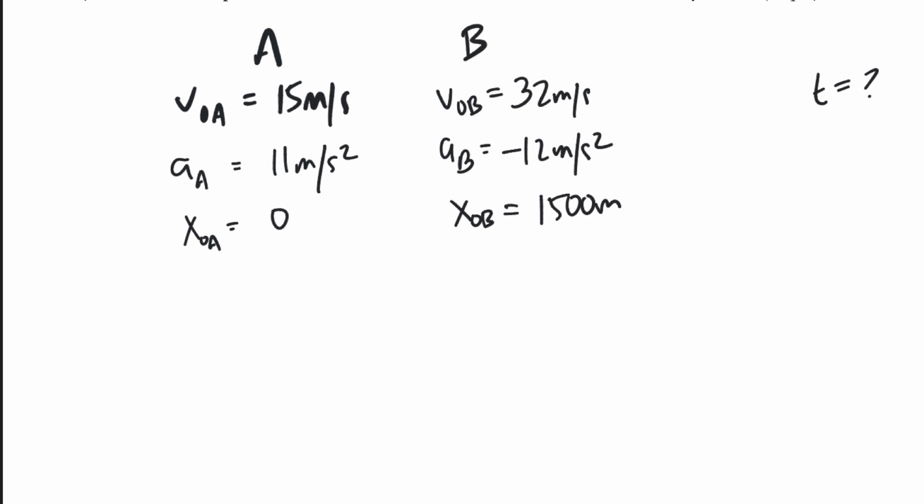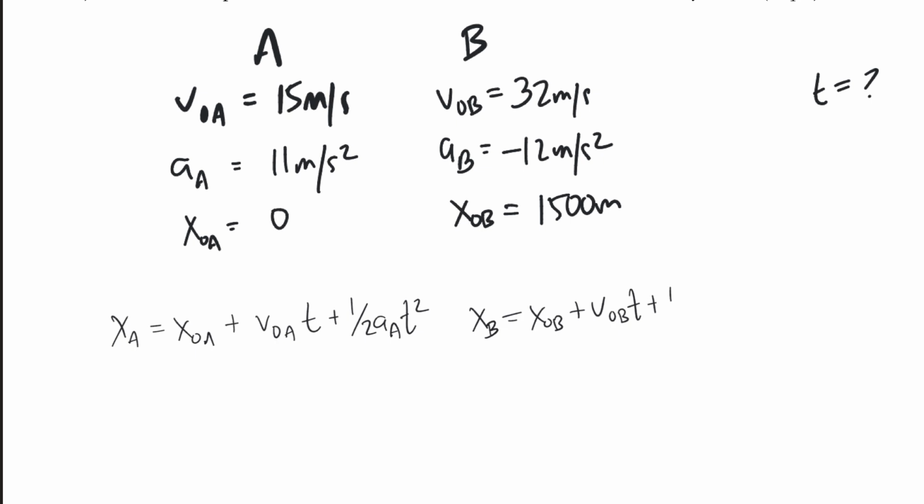So for A, the equation is XA equals X naught A plus V naught A T plus 1/2 A A T squared. Same equation for B, XB equals X naught B plus V naught B T plus 1/2 A B T squared. So same equation for both of them. We're just going to plug in different numbers.